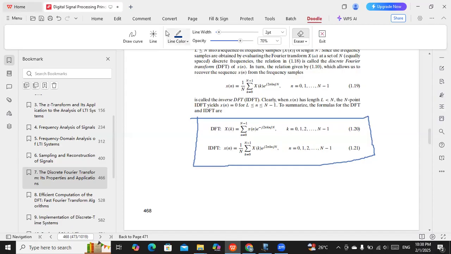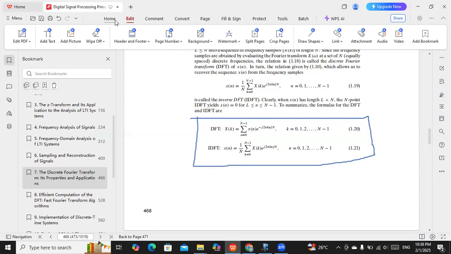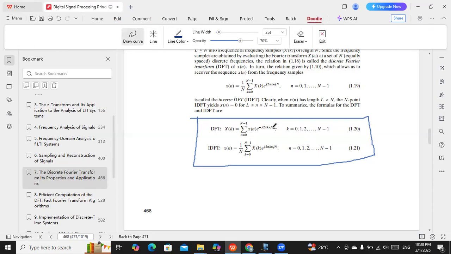So this N should be greater than or equal to the length of the time sequence. This N is the number of frequency samples, the N-point DFT. If you are asked to find the N-point DFT, this is the N here. So e to the power minus j2πkn divided by N, where k will be from 0 to N minus 1. This is how we find the DFT. A simple summation is there.